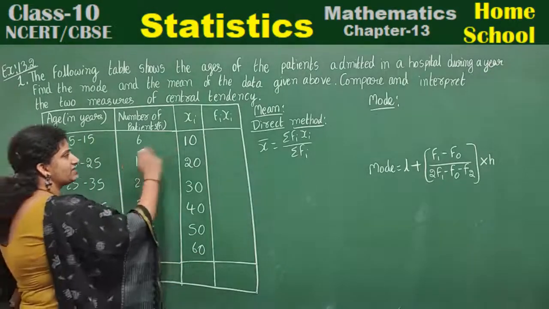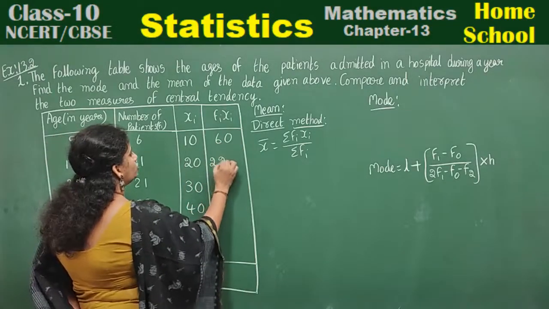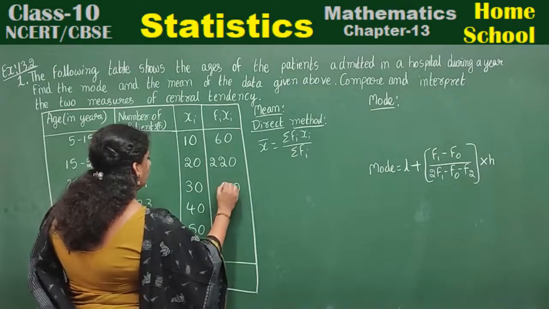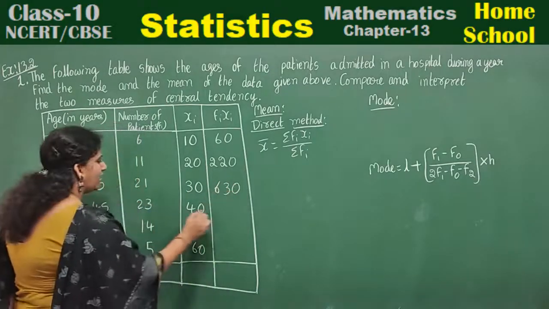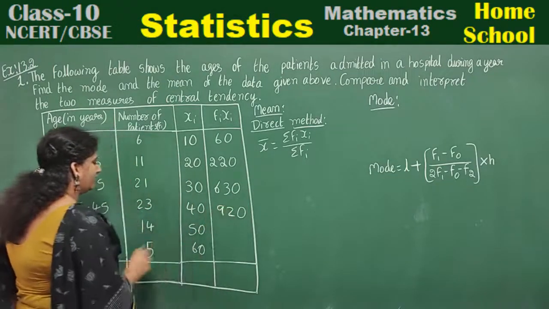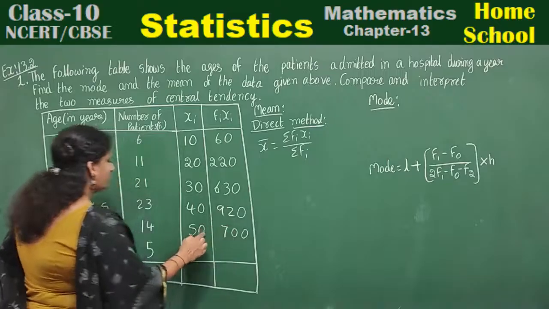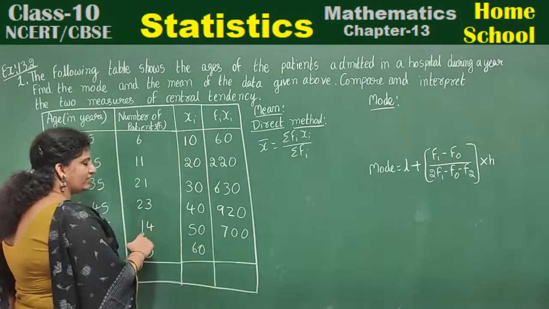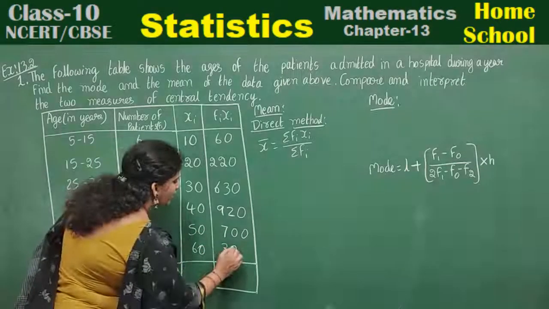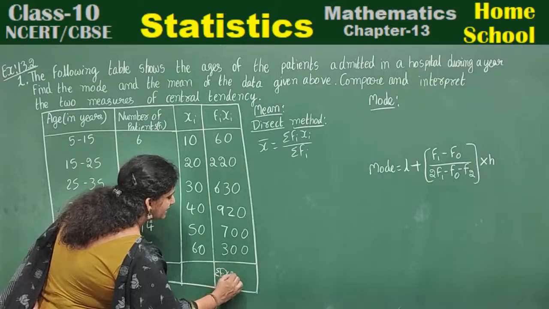Now multiply fi and xi. 6 tens are 60. 11 20s are 220. 21 30s are 630. 4 30s are 1200... 14 50s are 700. 5 60s are 300. Add this column.